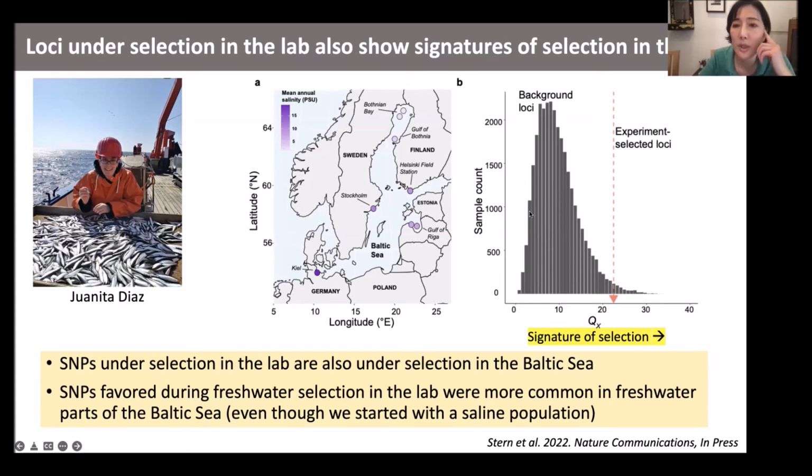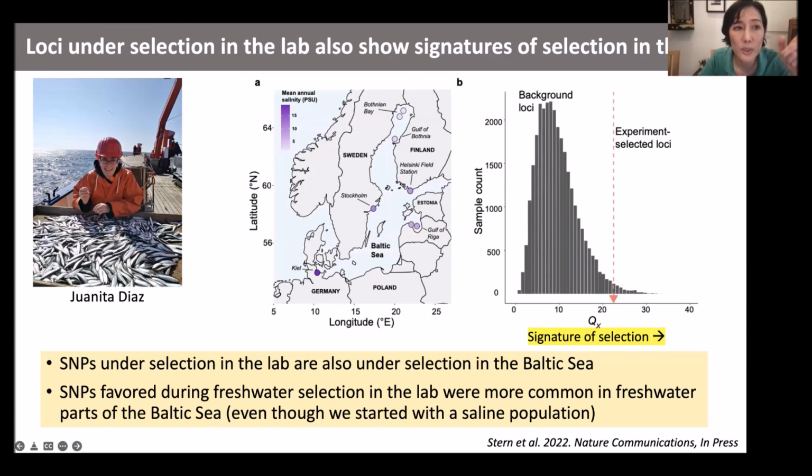So if you look at the background loci, the null genomic distribution of loci and their QX score, which I'll call a signature of selection here, the loci that were under selection in the experiment that were present in the wild showed an extreme signature of selection relative to the background loci in these Baltic Sea populations. So these are the experiment selected SNPs, the SNPs that showed signatures of selection in laboratory selection. They were also in the wild populations. And if you look at the distribution of, I would call them signatures of selection scores, the experimental selected SNPs were outliers and showed signatures of selection.